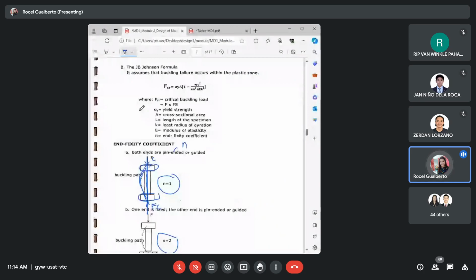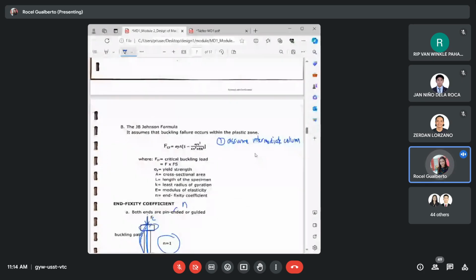You start with an assumption. So ito po yung ating gagawin. Hindi po natin alam kung anong case. So ang gagawin po natin, we assume first intermediate column. So ano po ang unang assumption natin? Assume intermediate column. So ibig sabihin, ano pong case are? Case 1 o case 2? Case 3. Ano pong case are, kung inassume po natin na intermediate column? Okay, tama. Case 2.